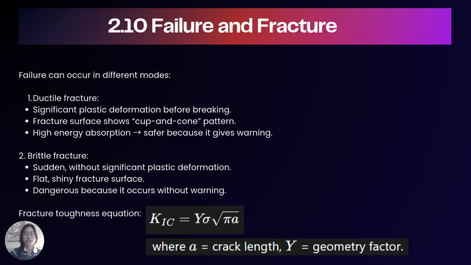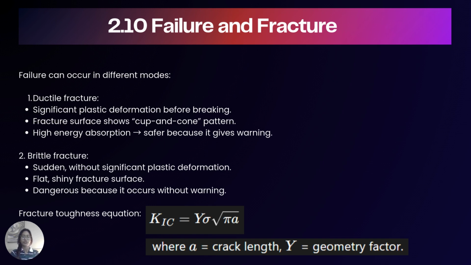Materials can fail in two distinctive ways. The first is ductile fracture, where the material undergoes significant plastic deformation before breaking. The fracture surface is rough and has a characteristic cup and cone appearance. Ductile fracture absorbs a lot of energy, which makes it safer because it usually provides visible warning before failure.